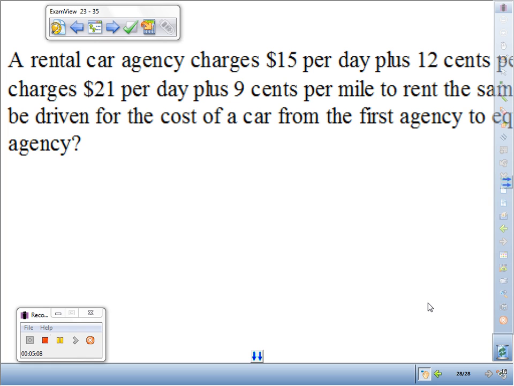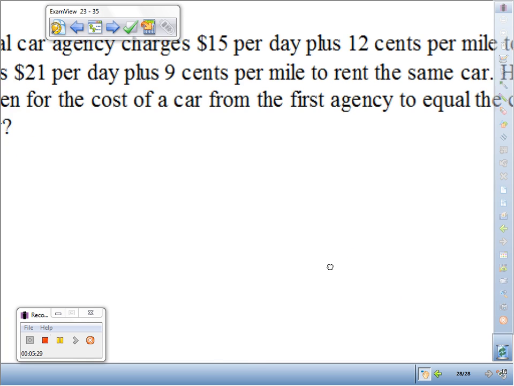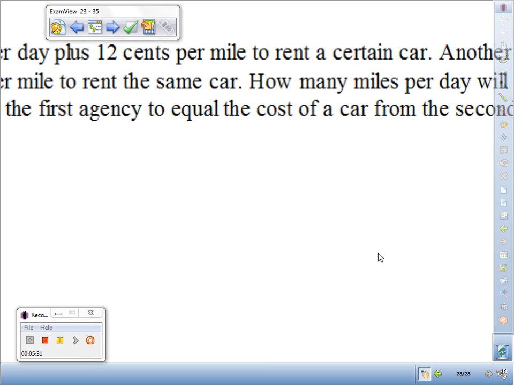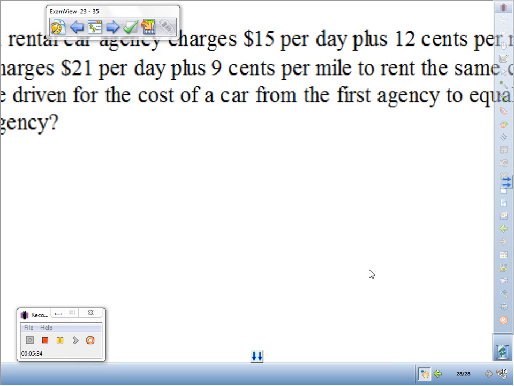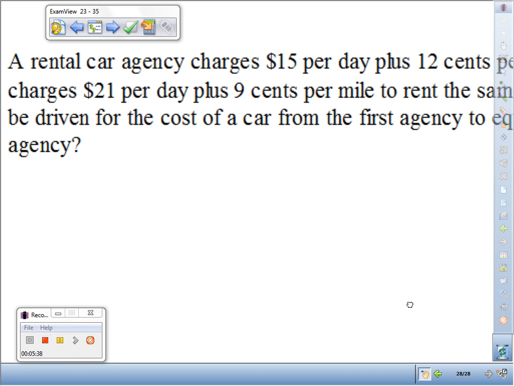A rental car agency charges $15 per day plus 12 cents per mile. The other one charges $21 per day plus 9 cents per mile to rent the same car. And then the question is, how many miles per day will have to be driven for the cost of the car for the first agency to equal the cost of the car of the second agency?